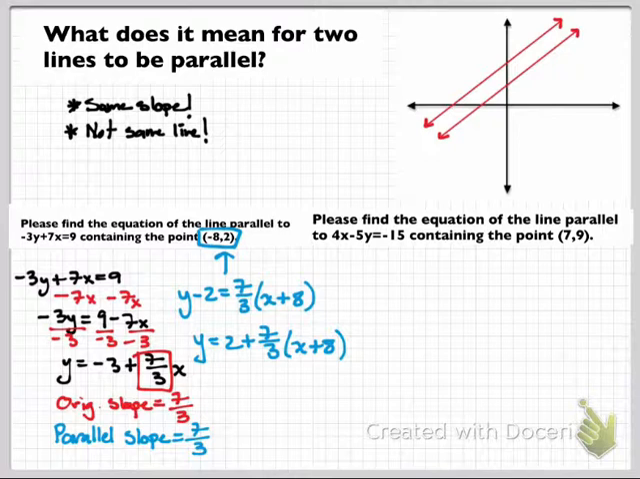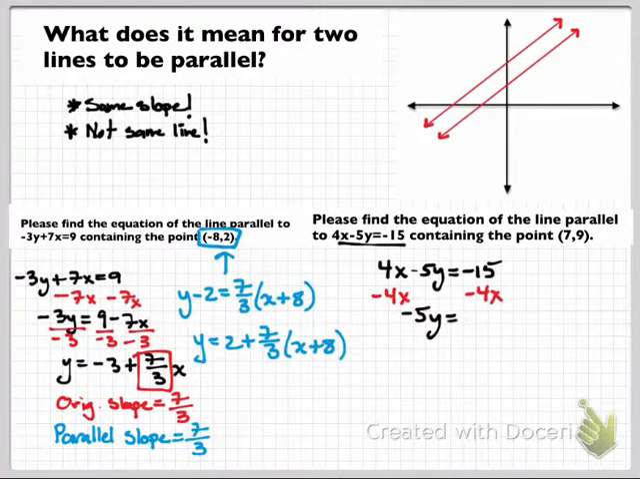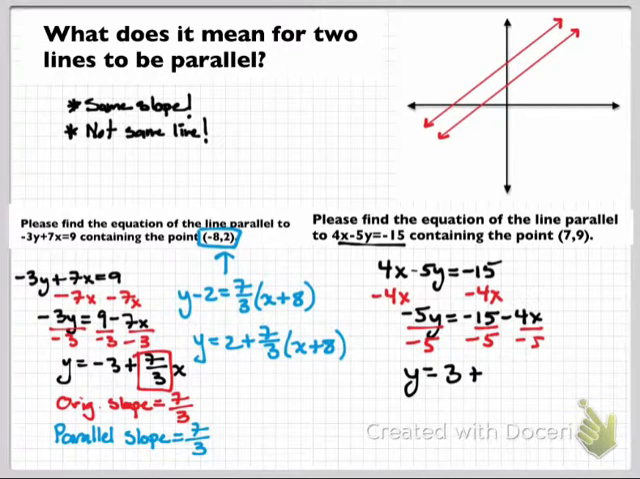All right, so just like last time, the idea is let's find the slope of our original line first. So 4x minus 5y equals negative 15. Let's go ahead and isolate our y first, because that's going to give us the slope the most clearly. So negative 15 minus 4x, and dividing by negative 5, we end up with y equals 3 plus 4/5 x. So our original slope is 4/5, meaning that our parallel slope will also be 4/5.